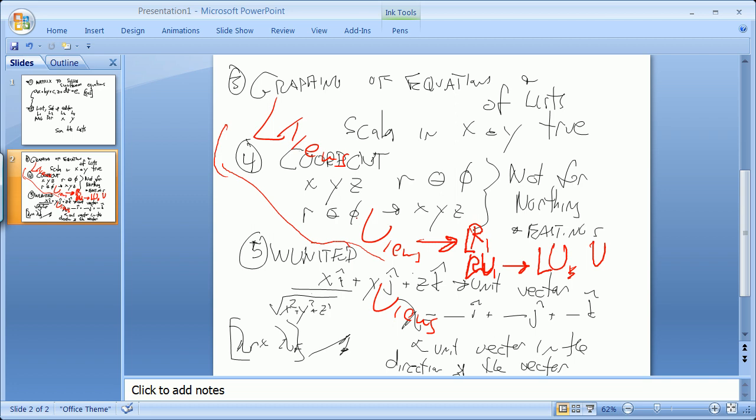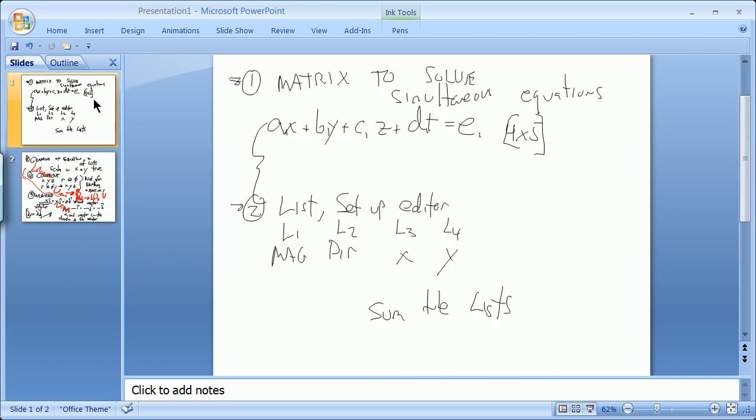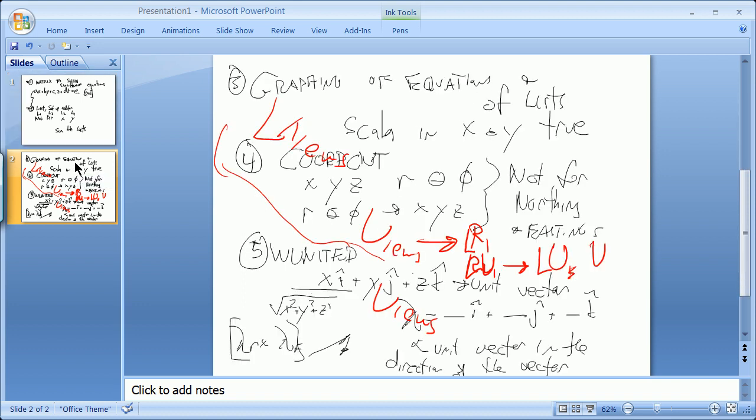I will start making these little short exams as we go through these things, right, wrong, with some credit for showing a little bit of work. But we're looking here at some basic stuff, and we're giving you a lot of tools. All right, so we've got matrix to solve simultaneous equations, knowing effectively how to set up lists and the editor on lists, graphing of equations and lists, coordinate convert, W united.